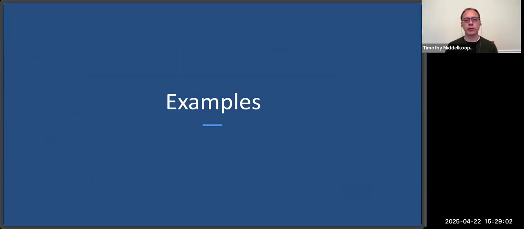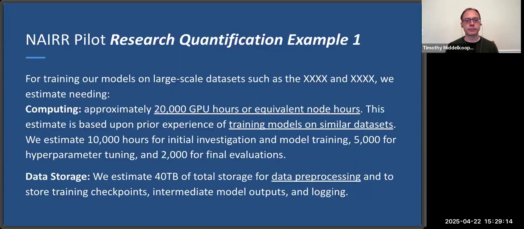We'll now go over some examples, some good, some not so good. The following examples are based upon actual proposals. The NAIRR Pilot website hopes to post full exemplar proposals soon. How would you rate this resource quantification? Take a second to read it. What is missing from this example?